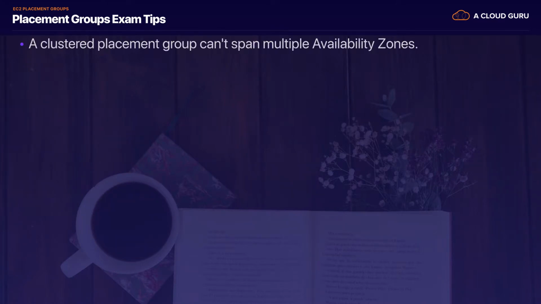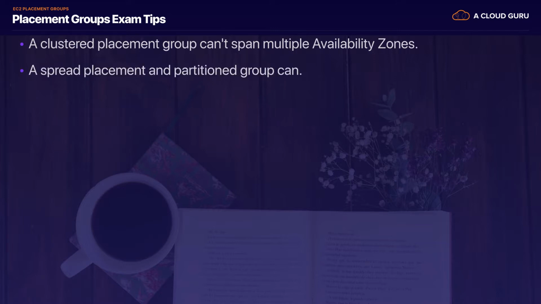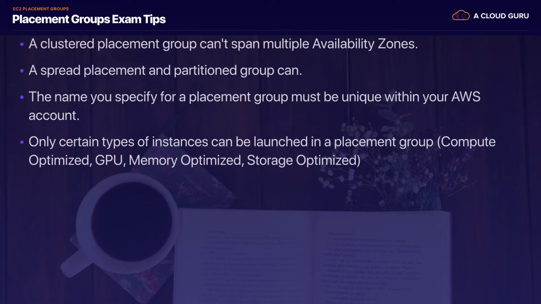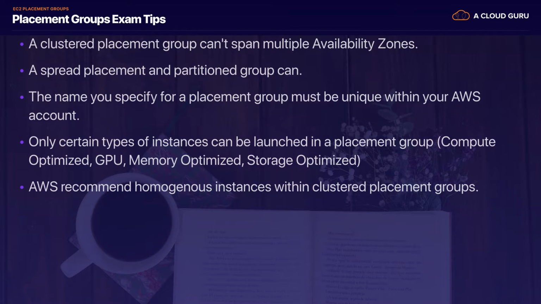Just remember, the clustered placement group doesn't span multiple availability zones, whereas spread and partitioned placement groups can span availability zones. Remember that the name that you specify for a placement group must be unique within your AWS account. Only certain types of instances can be launched into placement groups, so these will be things like compute optimized, GPU, memory optimized, storage optimized, etc. And also remember that AWS recommends homogeneous instances within clustered placement groups. So this is where you have the same instance type.